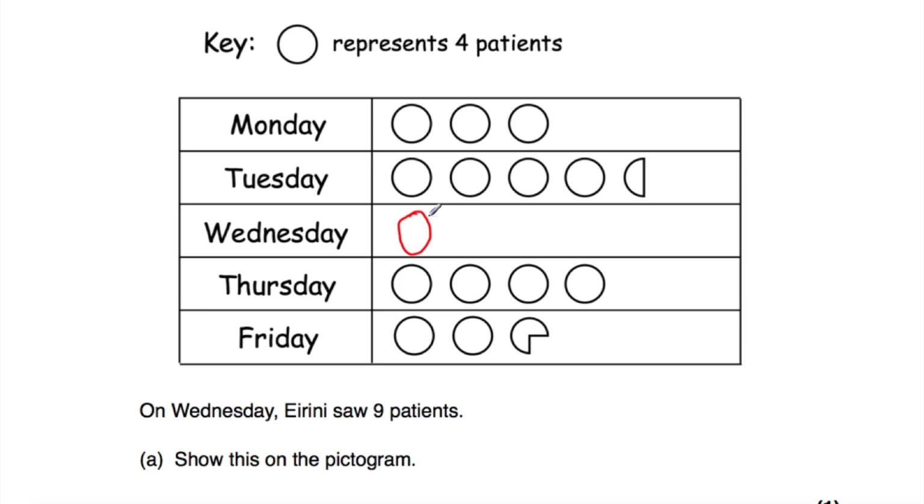So a circle's 4 and another circle will be 8. And we want to show 9, so we need 1 more patient. So that's going to be a 1/4 circle. So it's going to look something like that. So that's 9 patients. So she saw 9 patients on Wednesday.